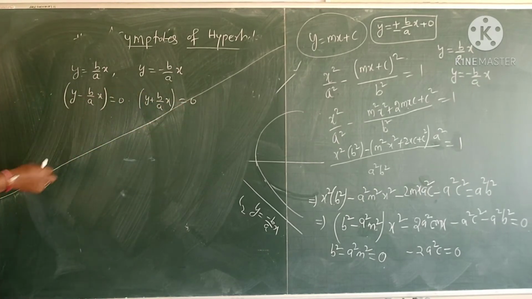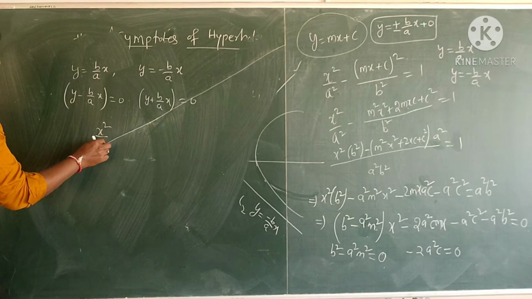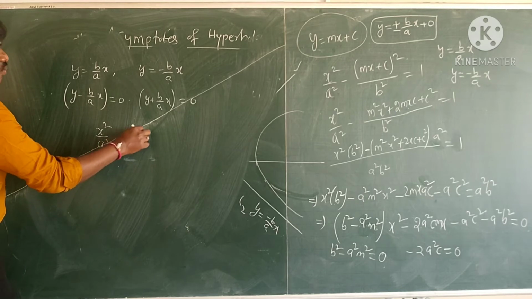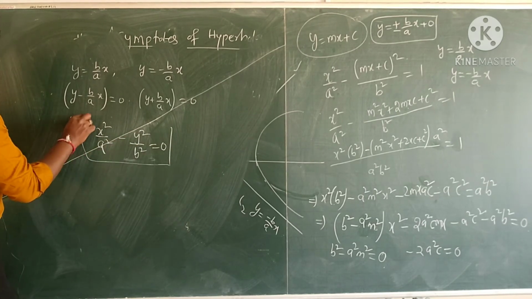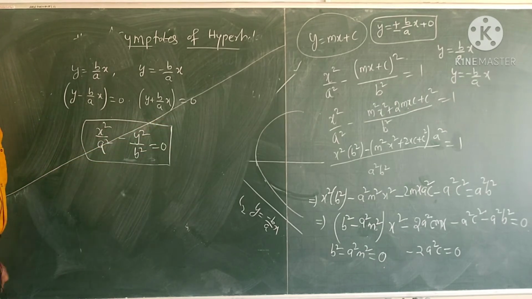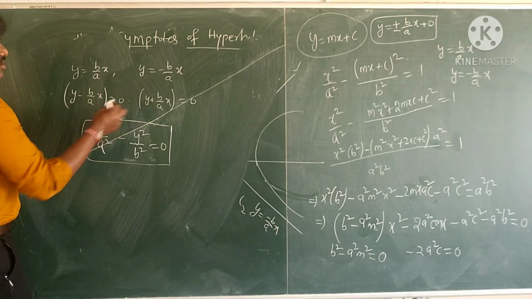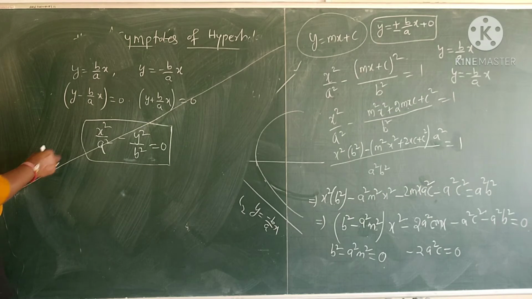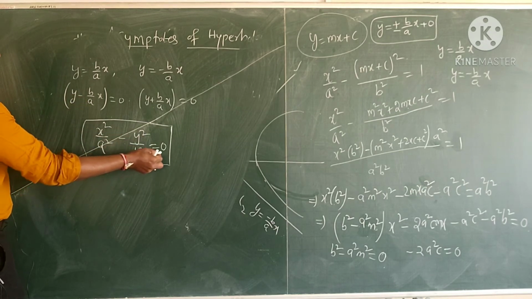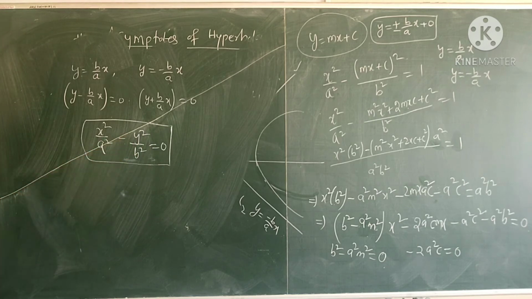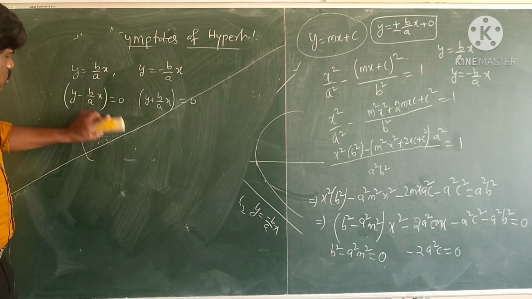If you multiply these both lines, what do I get here? x square by a square minus y square by b square is equal to 0, you will get. This is the equation of asymptote. If you multiply these both, what do I get here? x square by a square minus y square by b square equal to 0 you will get. If you get a doubt, I will show you.